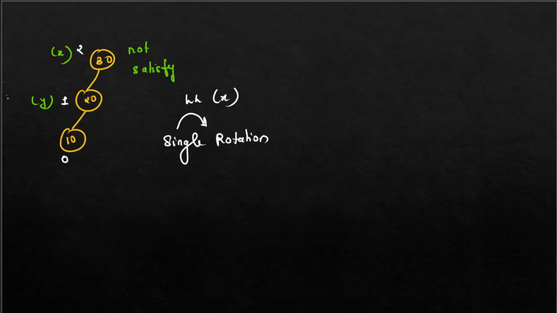Now if we do the rotation, in the middle 20 will come. Here it will be 10 and this will be 30. The height of this is 0. The height of this is 0. And left minus right height at 20 will also be 0. So now this is fine. Completely fine.